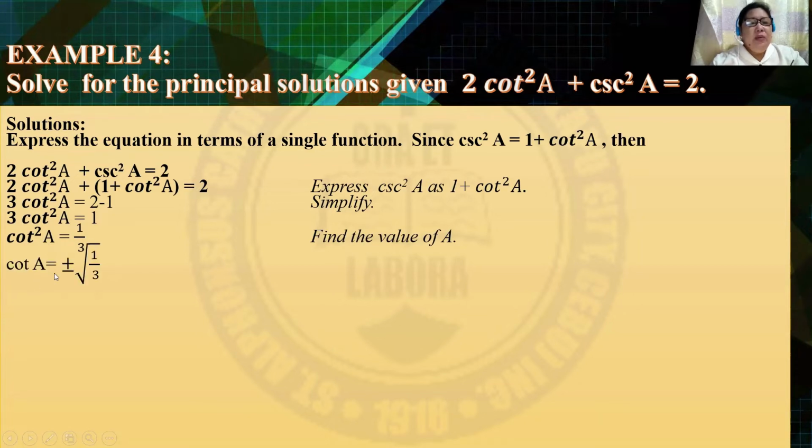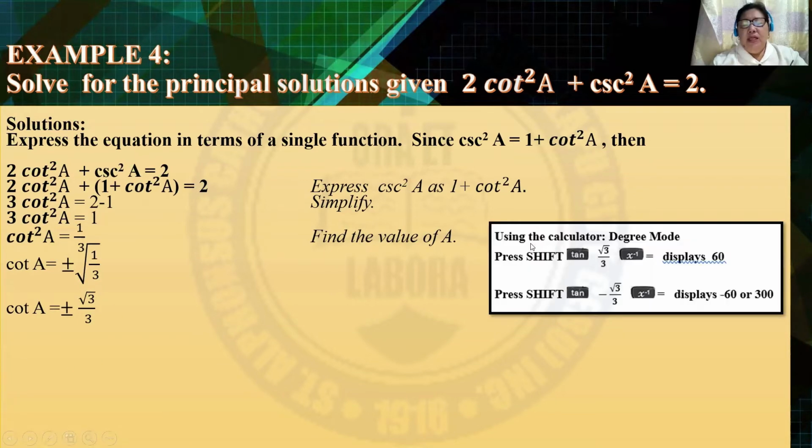Cotangent A is equal to positive or negative square root of 1/3. So meaning you have to extract the square root of both sides to have cotangent A here. This expression will give us 1 over square root of 3. And we have to rationalize the denominator by multiplying by square root of 3 over square root of 3. Then we have square root of 3 over 3.